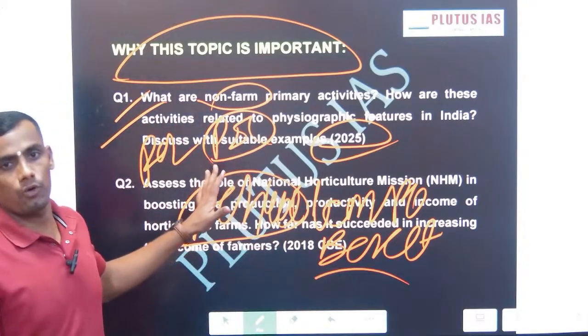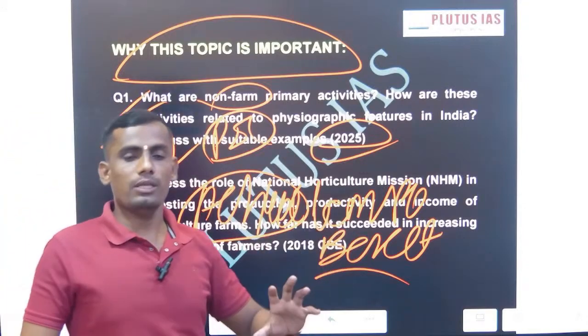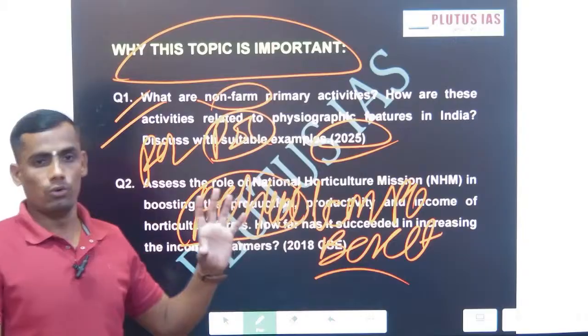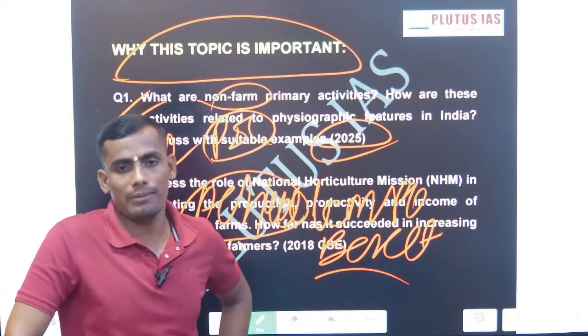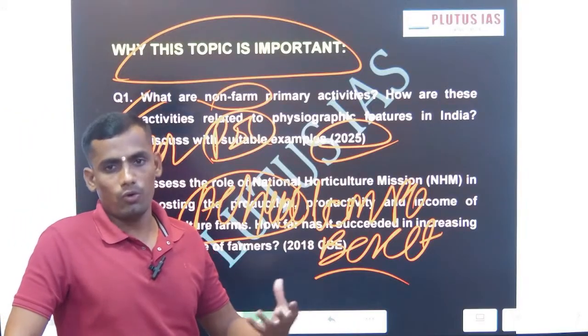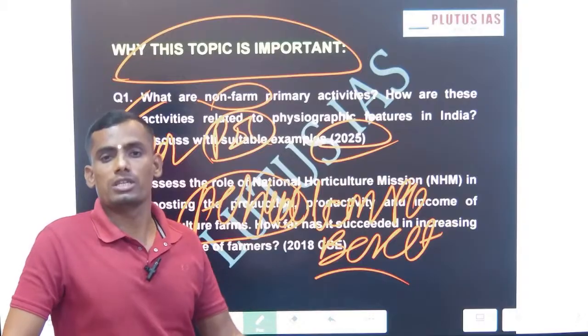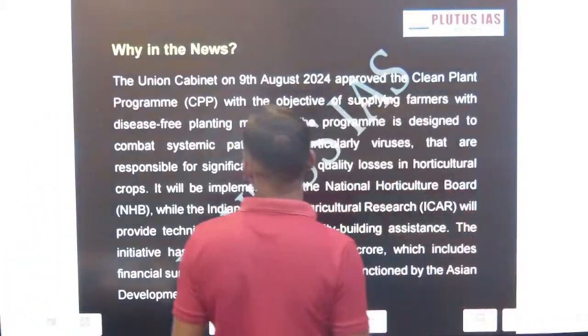So the Clean Plant Programme is related to horticulture, providing clean seeds which will be free from any disease. You might have heard the concept of viable and non-viable seeds. Viable means they can be easily reproduced and can easily grow. Non-viable means there is no regeneration. Okay, this is the thing. Now this is just prelims. Now why is it in the news?